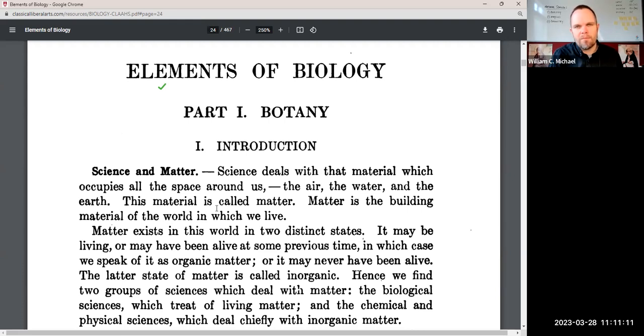That's not what science means in modern circles. In modern circles, science means the study of physical things, right? That's what we mean by science in modern circles. So we've got to make sure we keep these words separate and don't get that stuff confused, because they mean different things. So the first sentence of this book says, science deals with that material which occupies all the space around us. Science deals with material. That's the key. Science in a modern sense is a study of material. So material things. Anything that's not material can't be studied by science.